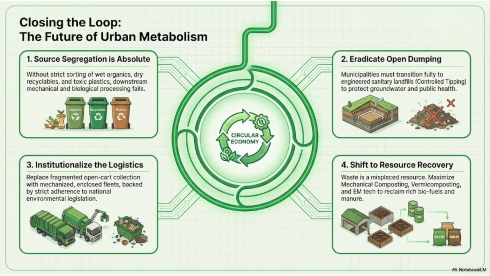To close the loop and look at the future of urban metabolism, there are four key priorities. First, source segregation is absolute, since without strict sorting of wet organics, dry recyclables, and toxic plastics, downstream mechanical and biological processing fails. Second, we must eradicate open dumping, with municipalities transitioning fully to engineered sanitary landfills through controlled tipping to protect groundwater and public health.